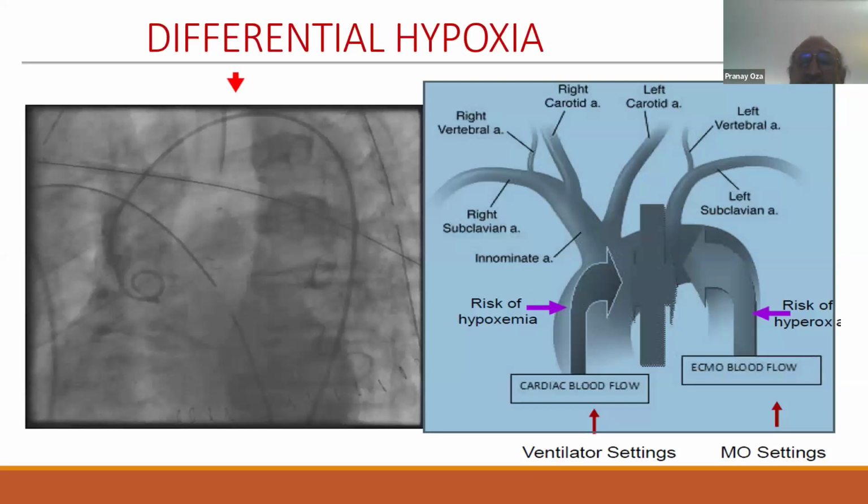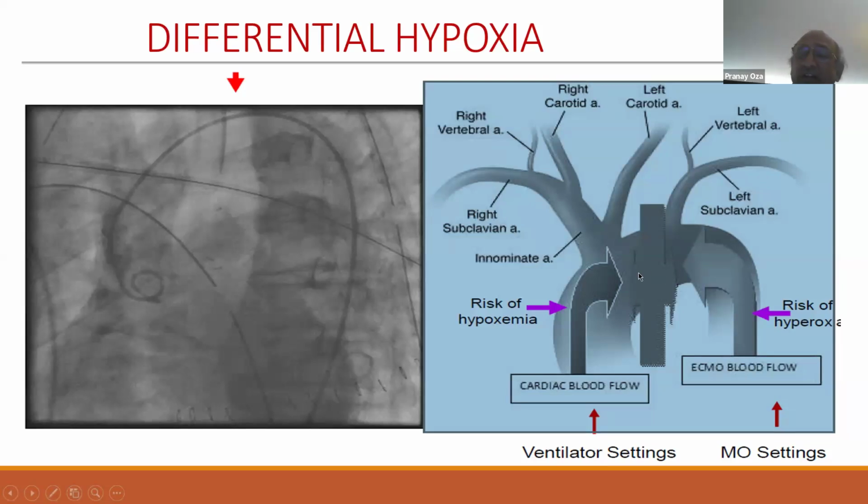The next is differential hypoxia. So what happens is, as I told you, the ECMO flow is usually a retrograde flow that is coming from your femoral artery. It is coming up in this direction, while the cardiac flow is a forward flow. So whatever the heart is ejecting is coming from the ascending aorta to the descending aorta, while the ECMO flow is the other way around, from the descending aorta to the ascending. So there is a competitive flow which is going to occur.